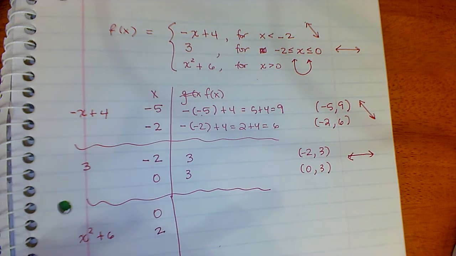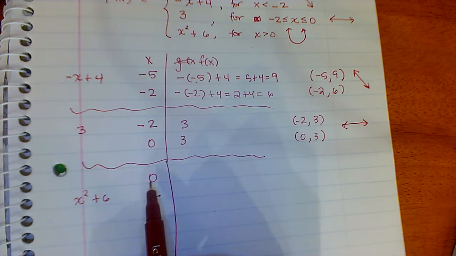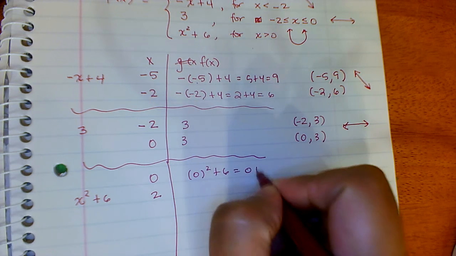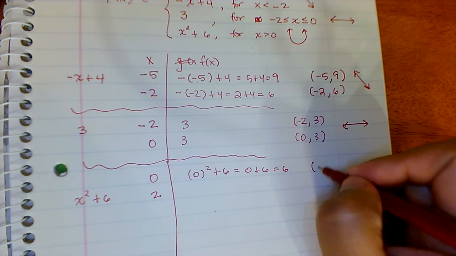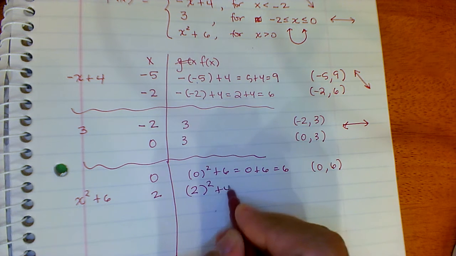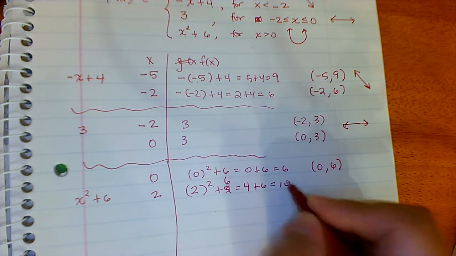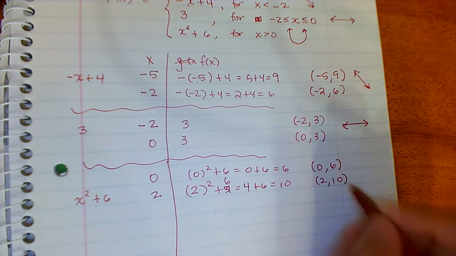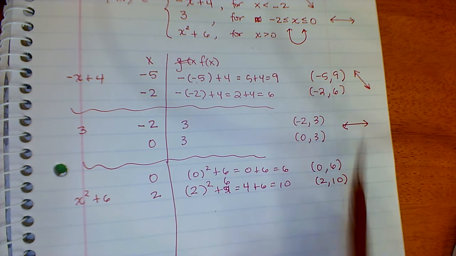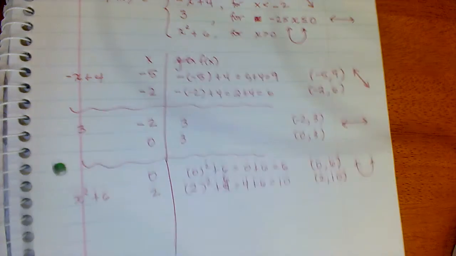If you want to plug in 7, 12, whatever you want to plug in as long as it's bigger than 0. So if I substitute 0 into this function, I would have 0 squared plus 6, which is just 0 plus 6, so 6. So my ordered pair is 0, 6. And then if I plug in 2, 2 squared plus 6, which gives me 4 plus 6, so 10. So my another ordered pair of 2, 10. So now I have all these ordered pairs, and again I'm going to use this to create my graph, along with my general knowledge about what these functions are supposed to look like.